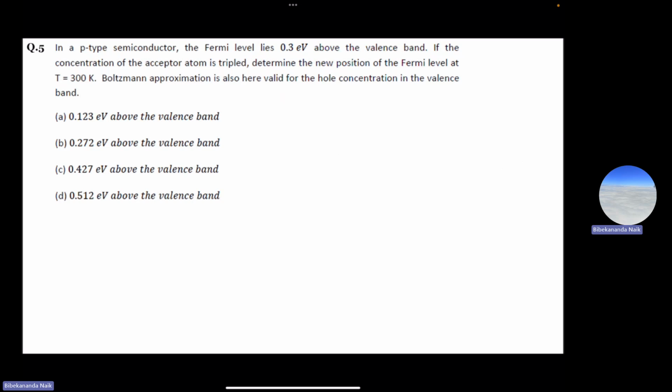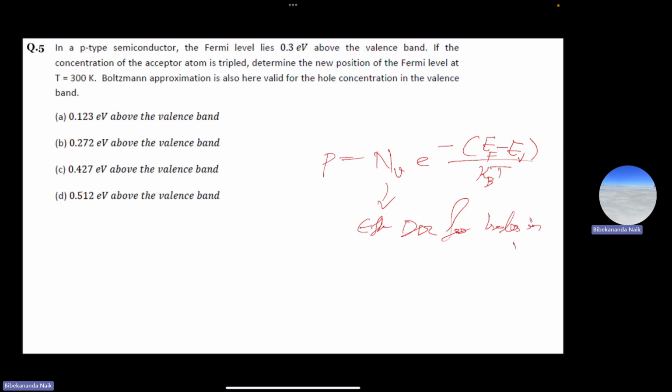So according to the Boltzmann approximation, we may write the concentration in the valence band as p equals Nv exponential minus (Ef minus Ev) by kBT, where Nv is the effective density of states for holes in the valence band, Ev is the valence band energy, and Ef is the Fermi level of the p-type semiconductor.